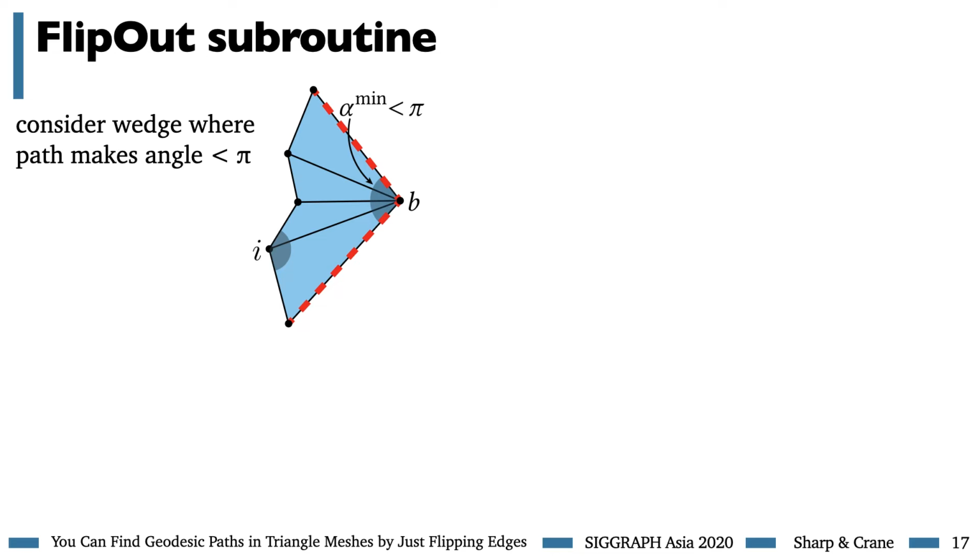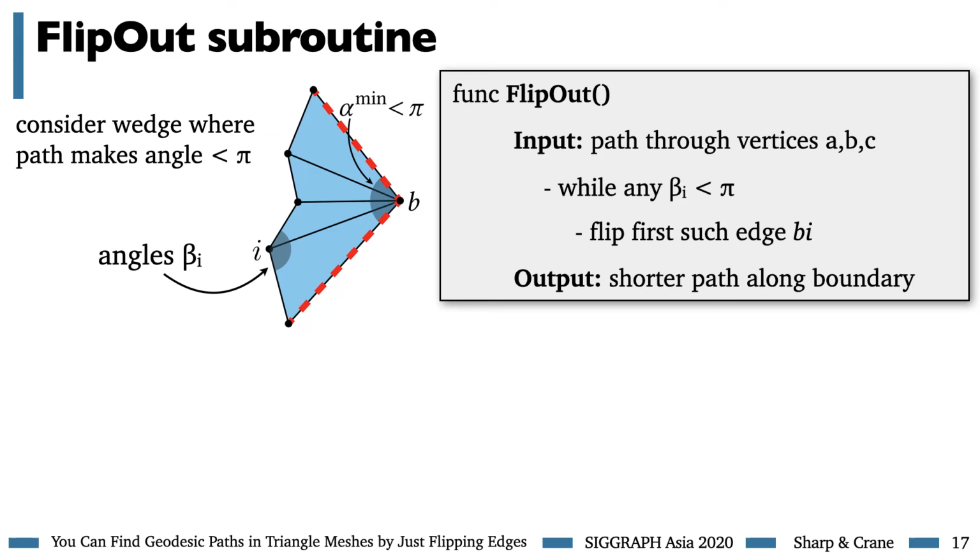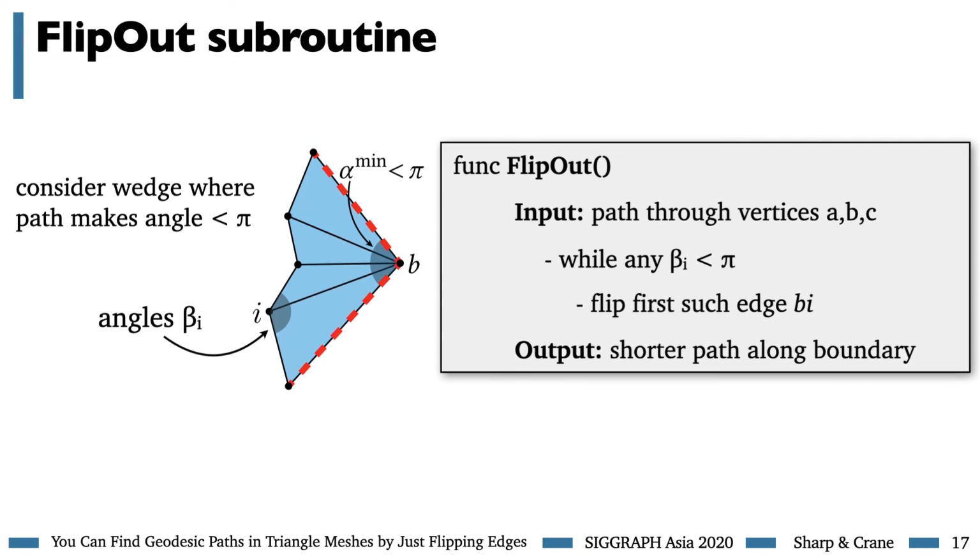Algorithmically, this means that whenever these outer angles beta is less than pi, we just flip the corresponding edge. And that's it. When this procedure terminates, it's guaranteed that the path along the outer perimeter will be shorter than the path we started with.